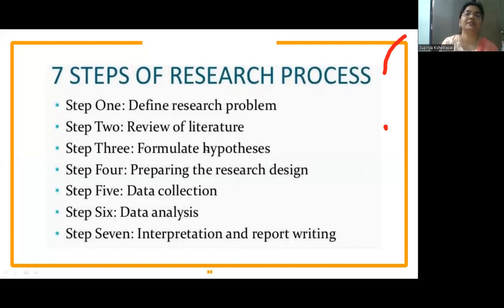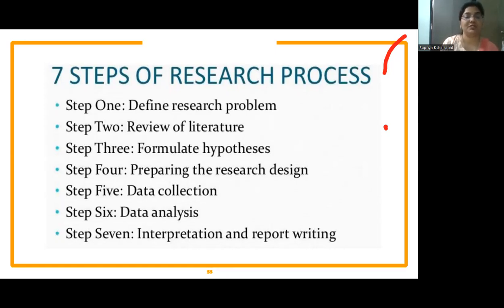Now let us hear the seven steps of the research process. The first one is to define the research problem. As we have said, we first have to find out the solution. This is one of the most important topics, to design a research problem. It should not be vague. It should not be big. It should be very concise. It should not be used by anyone else. It should be the newest, novel one.